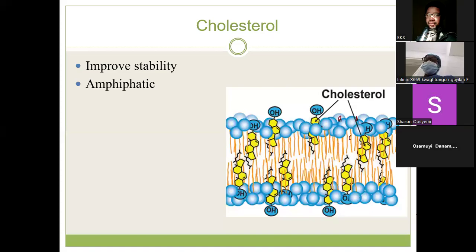In addition to that, we have cholesterol. Cholesterol is also found in the cell membrane. It is also amphipathic in nature. In addition to that, it improves the stability of the cells. I wanted to put the structure of cholesterol so that you can see the polar region and the non-polar region. It is hydrophobic, as you can see from the image here.